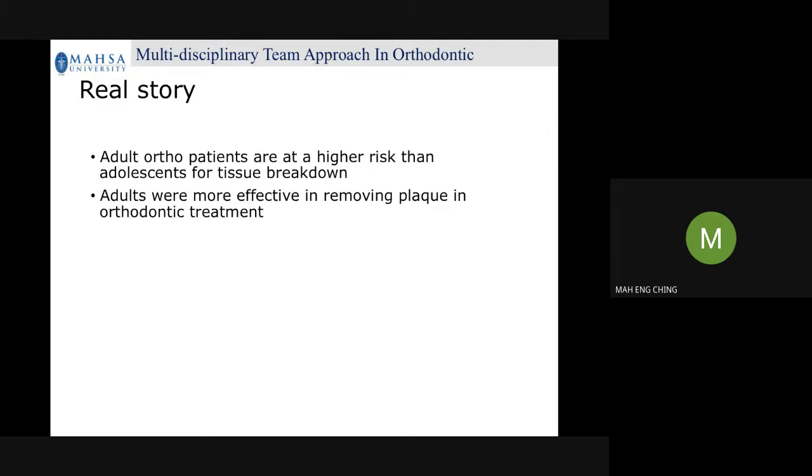The rationale or explanation is very simple, because in adults our recovery ability is not that good compared to teenagers. Teenagers usually can recover better. The gum and the periodontal support in teenagers can withstand the forces from the braces a bit better compared to the adult. But do remember, adults are more effective in removing plaque during orthodontic treatment, which means adults are more disciplined compared to teenagers. We all know teenagers are not that disciplined compared to adults, but not always.